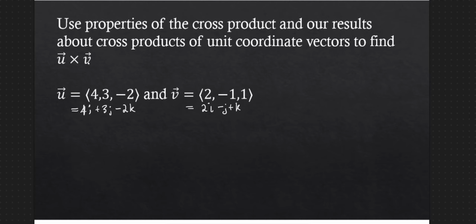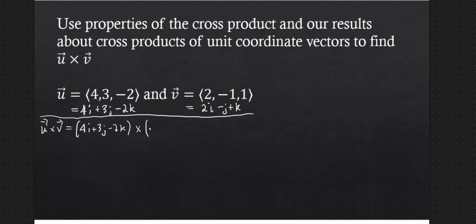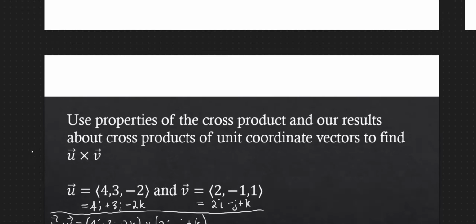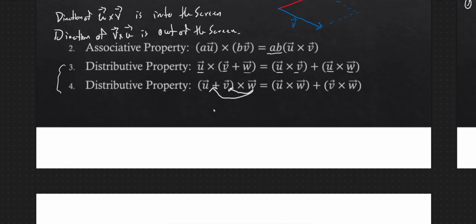And so to do u cross v, what we're really doing is, drawing a line here to separate these, 4i plus 3j minus 2k, cross product with 2i minus j plus k. And then we'll use the properties of cross product. One property is the distributive law. I can distribute a vector over a sum. I can use either of these distributive laws; they'll look a little bit different. I'm going to use this one.